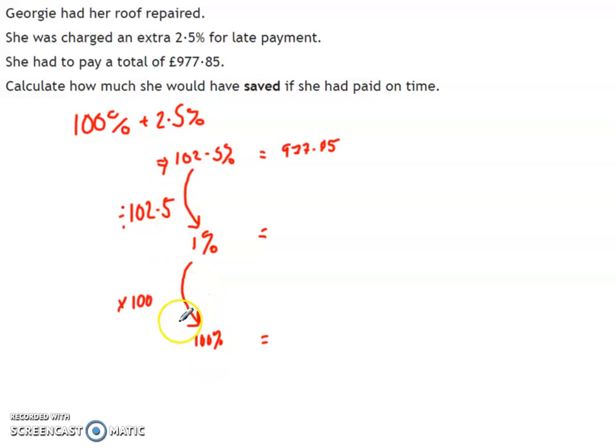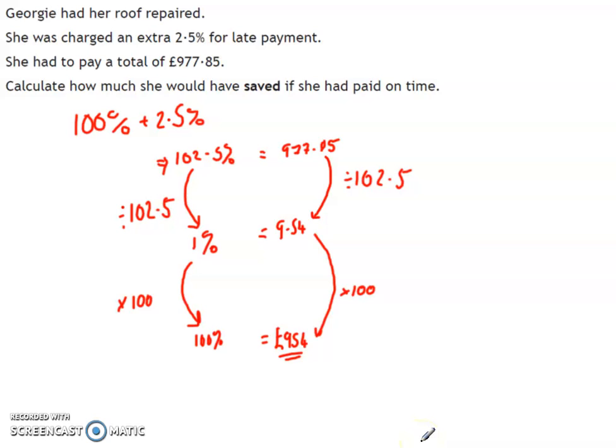Now I've done that to this side of the calculation, so what I now have to do is the exact same process to this side. So I take the £977.85 and I divide it by 102.5. I then take my resultant answer from that and I times it by 100 and then I find out the original amount. So if I take the £977.85 and divide it by 102.5, what I end up getting is £9.54. So 1% is equal to the £9.54. If I then times that by 100 to get the original, I know that originally the charge was going to be £954. So that's the original amount I would have paid.